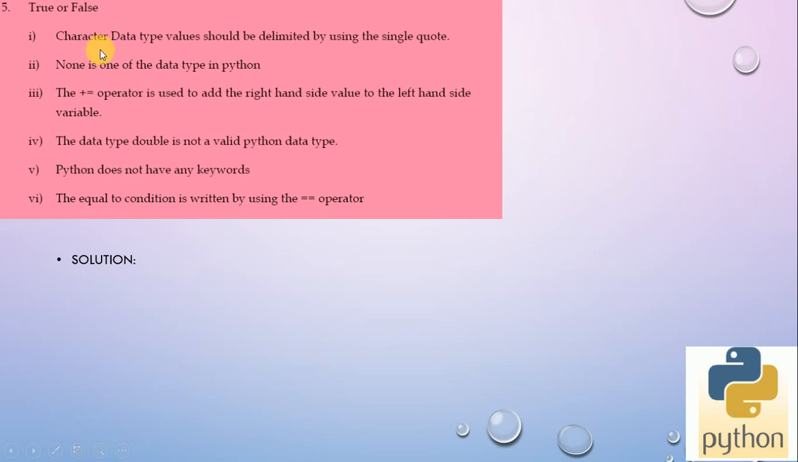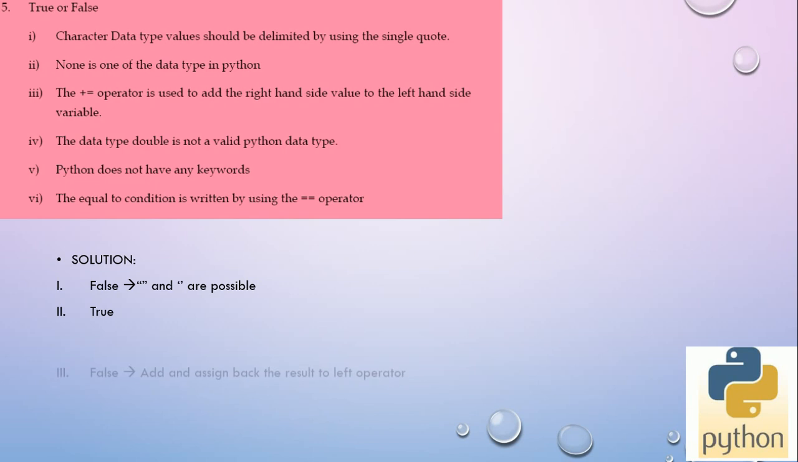Next question, true or false? Character data type value should be delimited by using single quotes. The answer is false. Why? Because we can use a single quote or double quote to delimit the character data type values. Second one, None is one of the data types in Python. The answer is true.